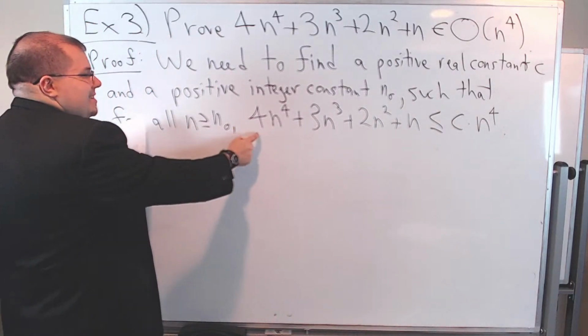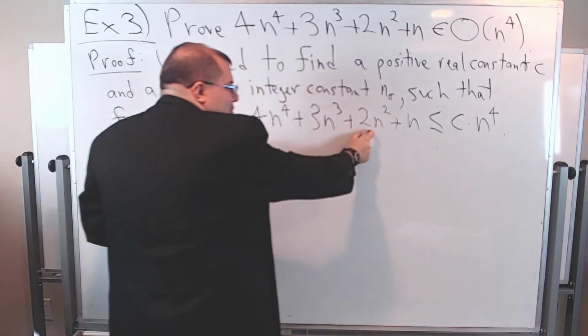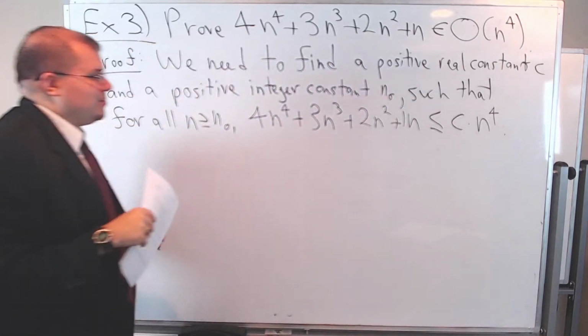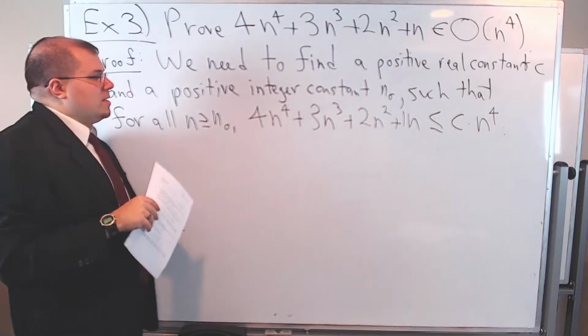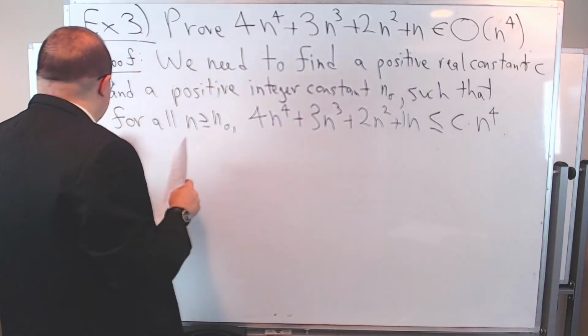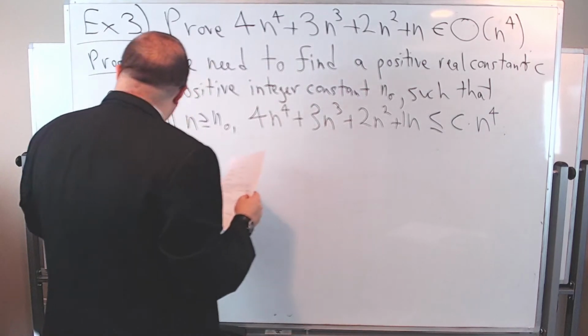Well, look, let's see. 4, 3, 2, and 1 maybe? The 1 right there, because it's just a 1. Maybe I should just add those up, right? What should C be? I'm going to pick C is equal to 10.